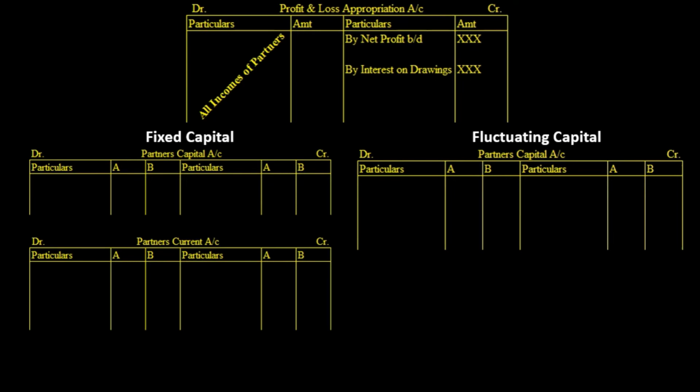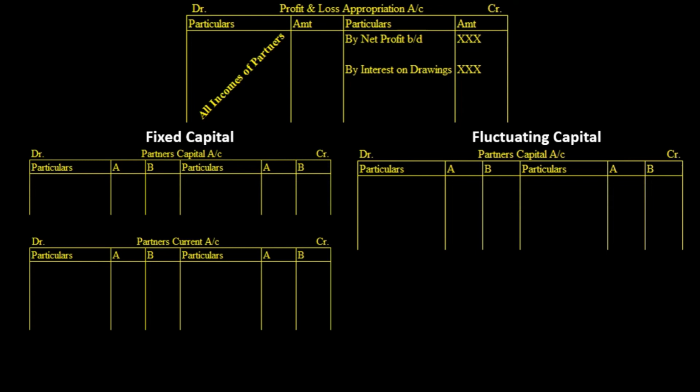And after this, at the bottom of the screen, as you can see, there are two different methods of maintaining partners' capital, what we just now discussed. Before we proceed to the next part, let's first look at and understand the profit and loss appropriation account. It's like a normal account.